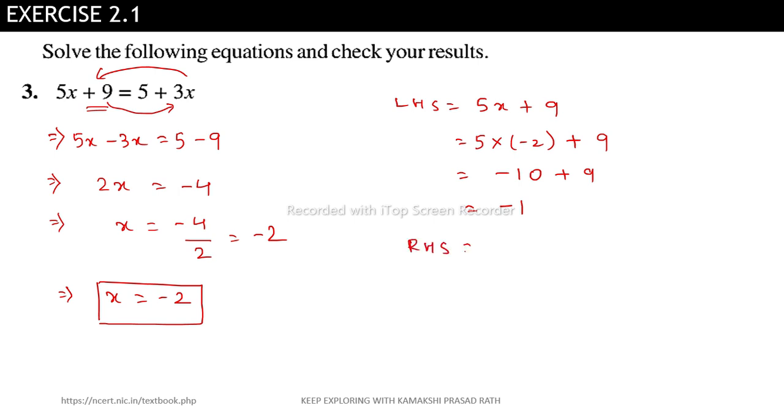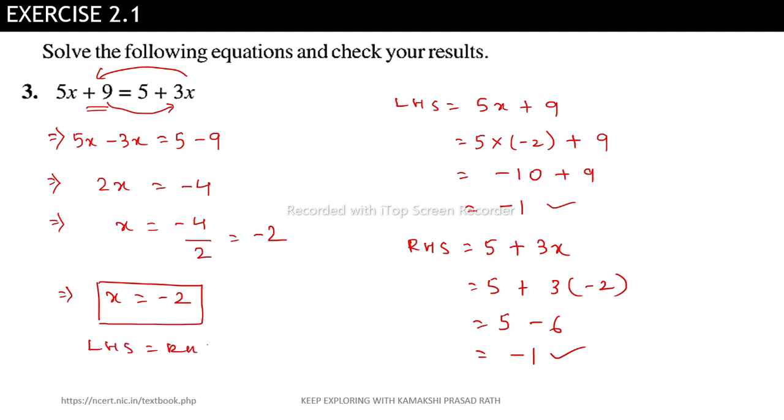And on the right hand side, we have 5 plus 3x, that is 5 plus 3 times x. x is nothing but minus 2. So we are left with 5 plus 3 into minus 2, we get minus 6, and 5 minus 6 is minus 1. So here we say that LHS is equal to RHS, hence the solution is verified.